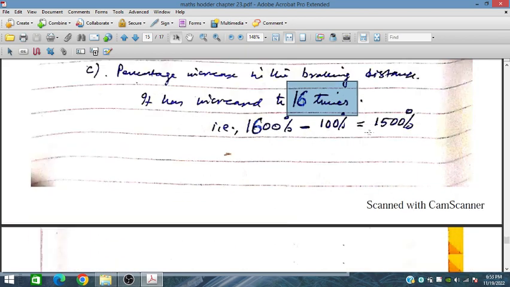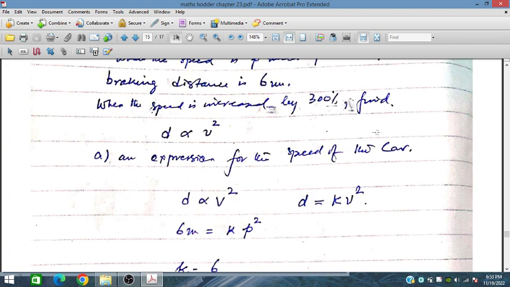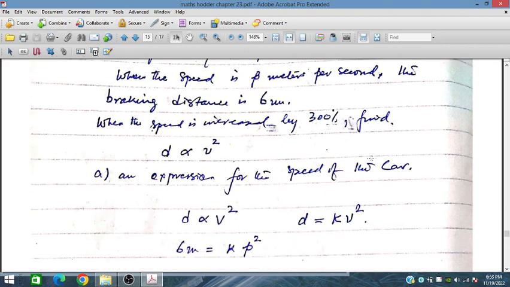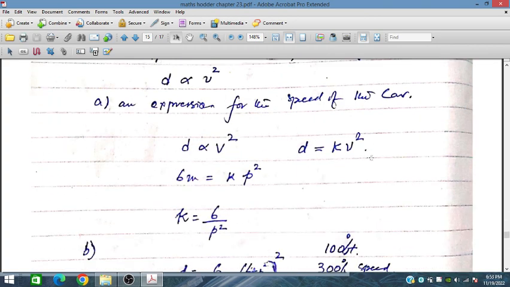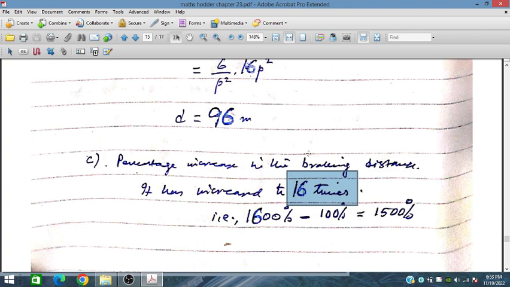So the speed directly affects the braking distance. So we should drive cars very carefully, because high speed makes accidents more likely. So this is a very important question.